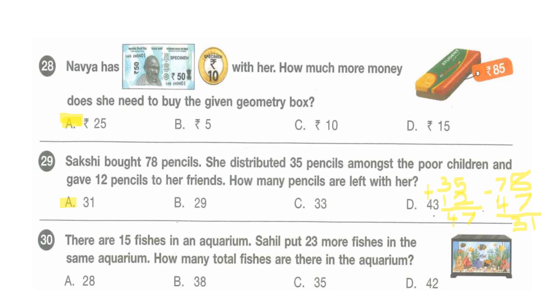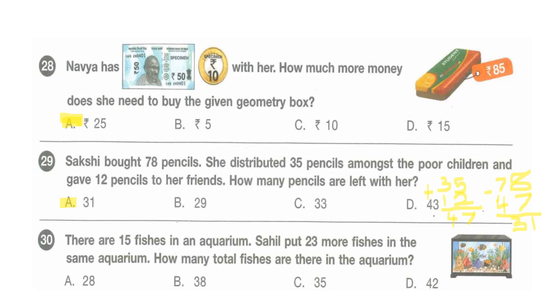So the total number of pencils with Sakshi is 78. She distributed 35 pencils among the poor children and gave 12 pencils to her friends. So the total number of pencils she has given to others is 35 plus 12. What is 35 plus 12? 47. So out of 78 pencils she has given 47 pencils to poor children and her friends. So what is the remaining number of pencils with her? 78 minus 47. What is 78 minus 47? 31. Answer is option A. Let's move on to the next question.